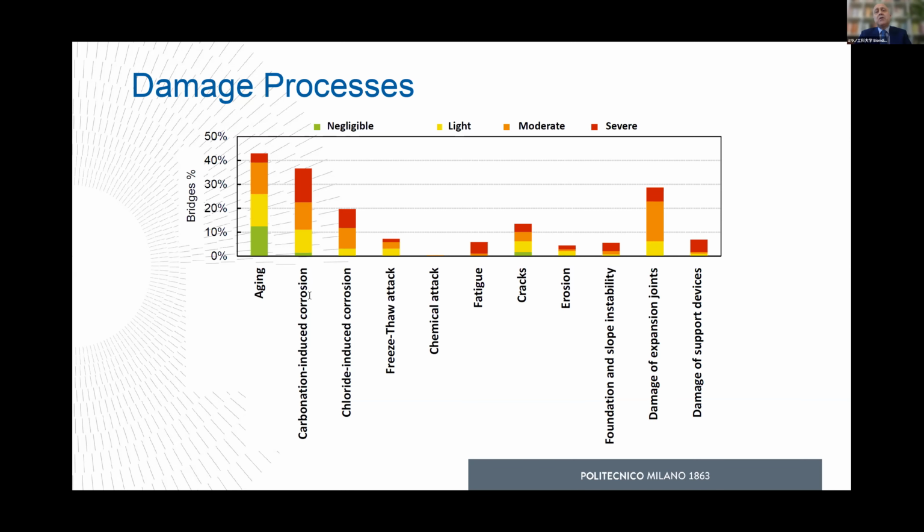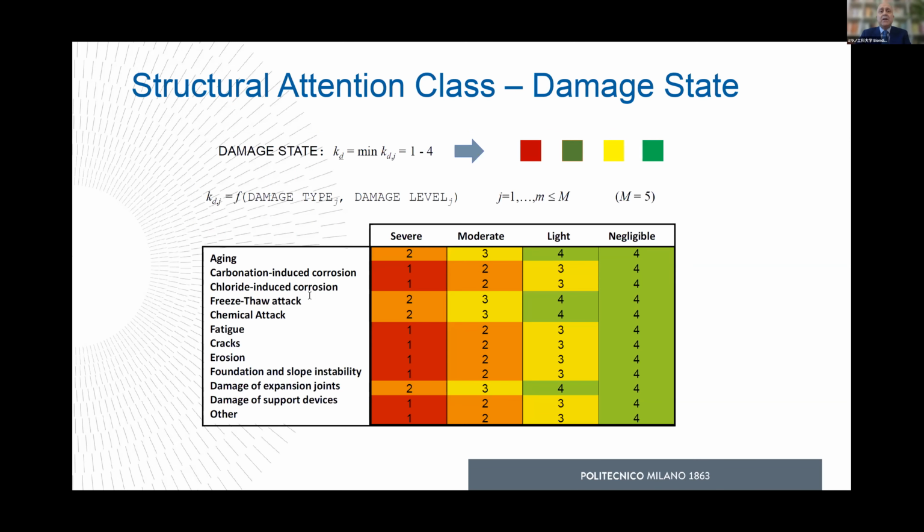So the structural attention class is firstly defined considering the bridge condition states in relation to both the level of damage and historical information concerning the year of construction and inspection activities. This information has to be elaborated according to the type of materials, based on available information and expert judgment. This matrix, for example, aggregates the information about type and level of damage to identify the structural class by damage with reference to the worst case scenario.